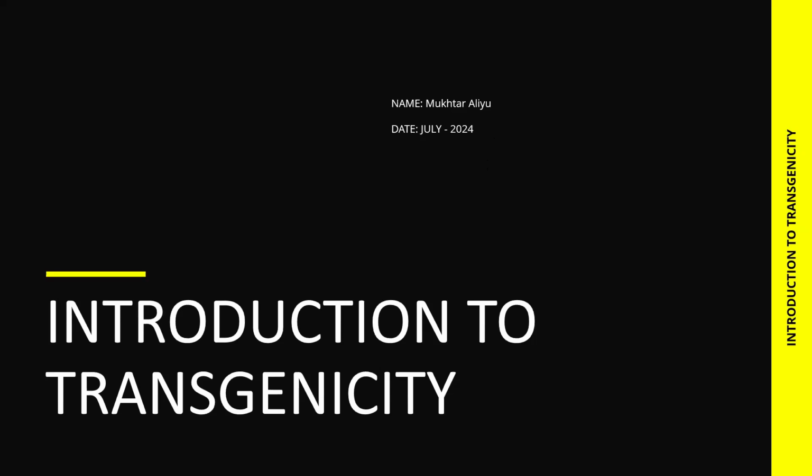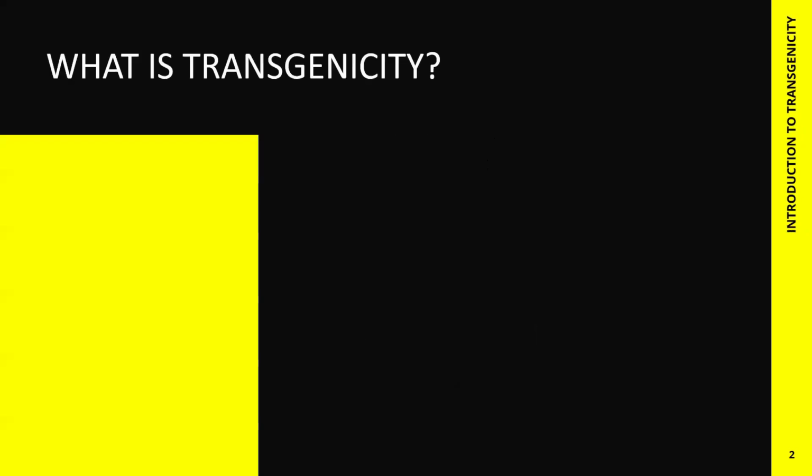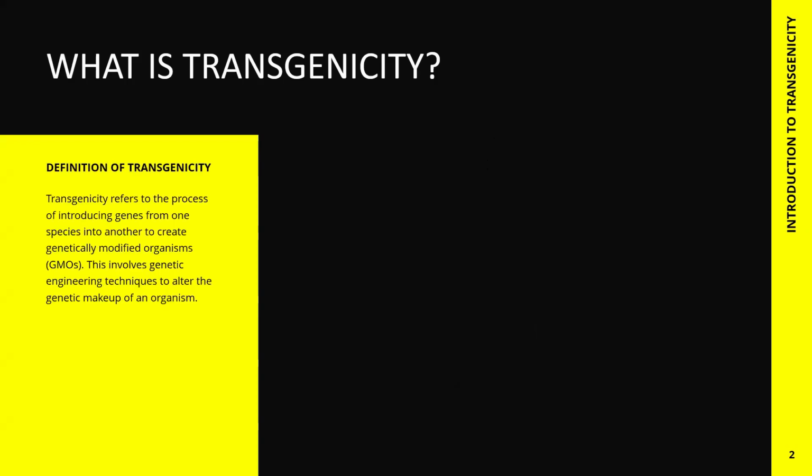Today we are going to look at the concept of transgenicity. What is transgenicity? Definition of transgenicity. Transgenicity refers to the process of introducing genes from one species into another to create genetically modified organisms, that is GMOs. So this involves genetic engineering techniques to alter the genetic makeup of an organism.